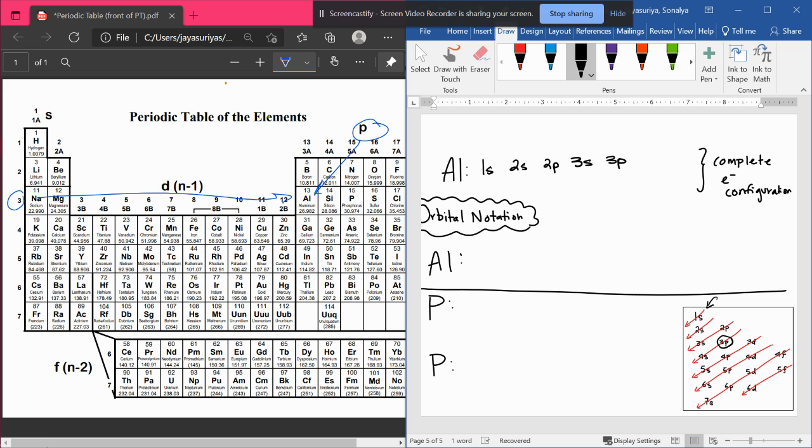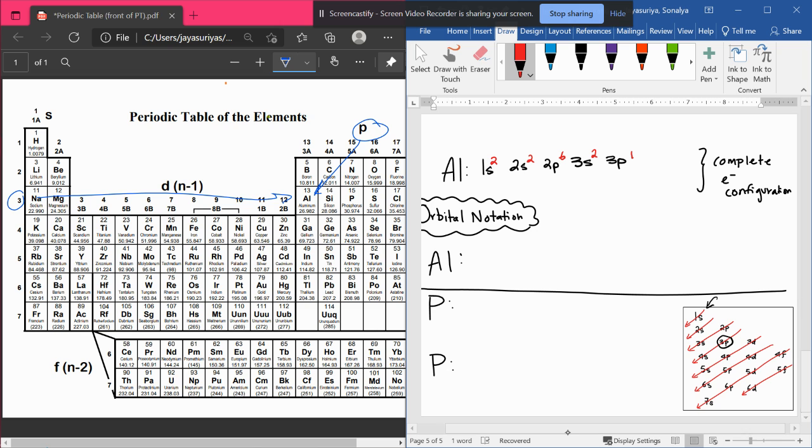Now, I have 13 electrons in aluminum, so I'm going to distribute them: 2 to 1s, 2 to 2s, 6, then 2. That makes it 12. So I have 1 left over to put in the 3p1 orbital.